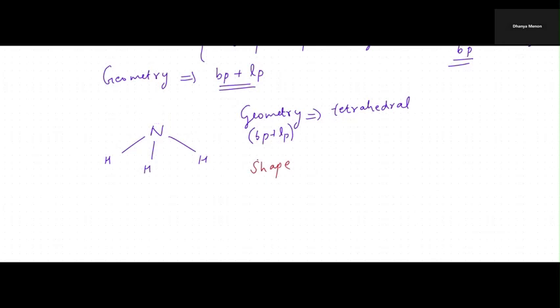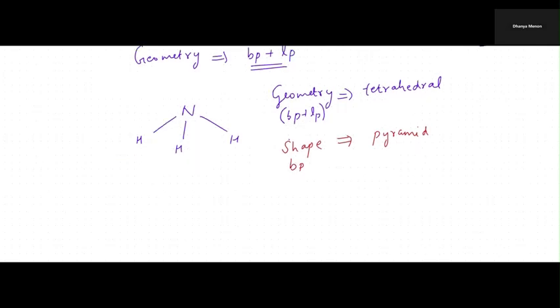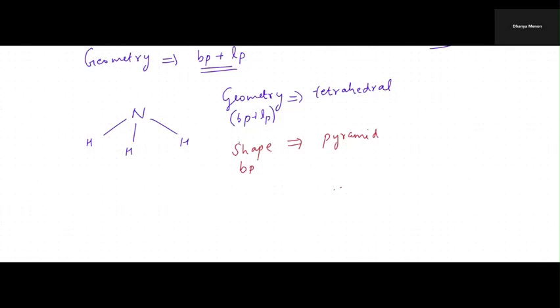And now what is the shape? Is it looking like a pyramid? It has a pyramid shape, because we ignore the lone pair. We consider only the bond pair, right? Again, I will write it down here so that I can talk about all three molecules.